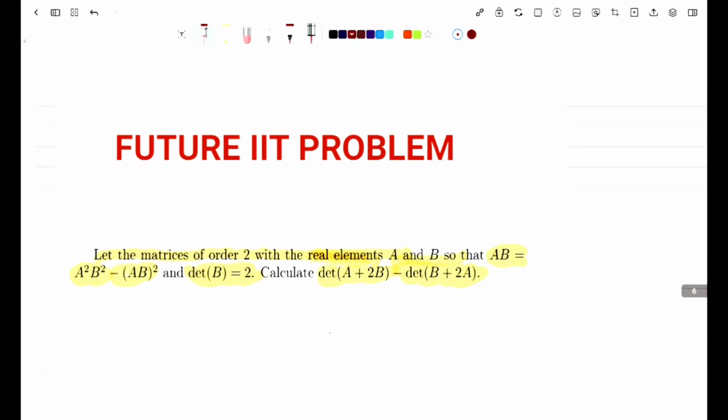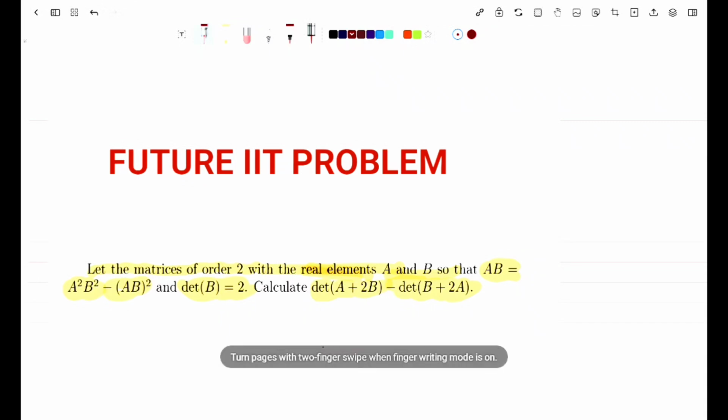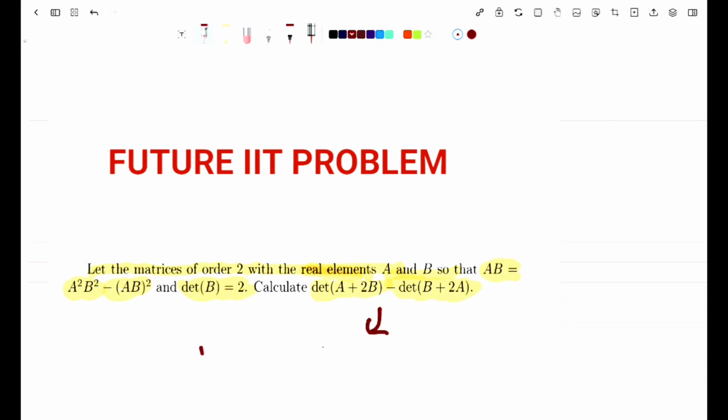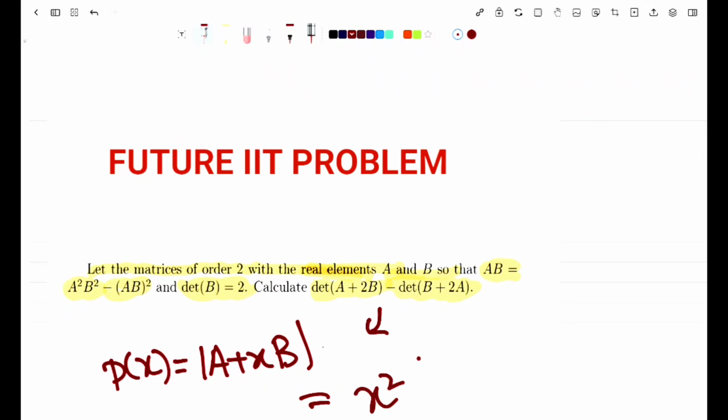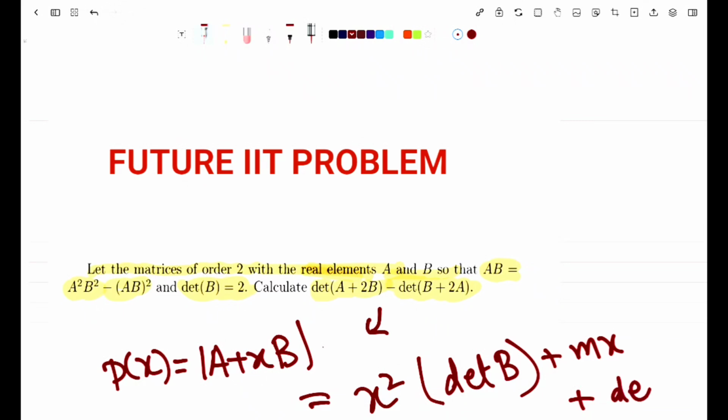So basically, if you just have a common observation, this is of the format of the following, that is, we can write this as the determinant of A plus xB. We are trying to solve it in general. Now let's say this is P of x. So let me just tell you that the determinant of this is basically nothing but, I feel, x squared times determinant of B plus mx, I will tell you what is m, and plus determinant of A. I think this and this must replace each other or something like that, right?